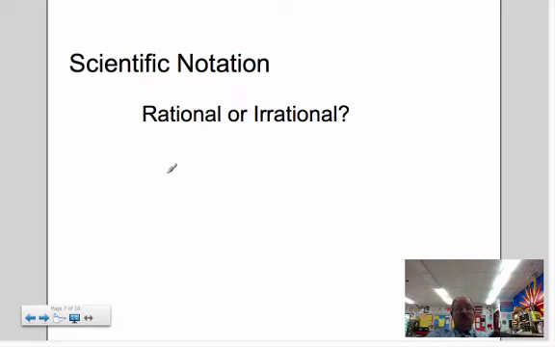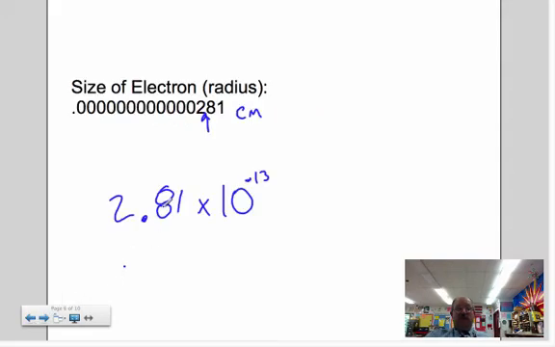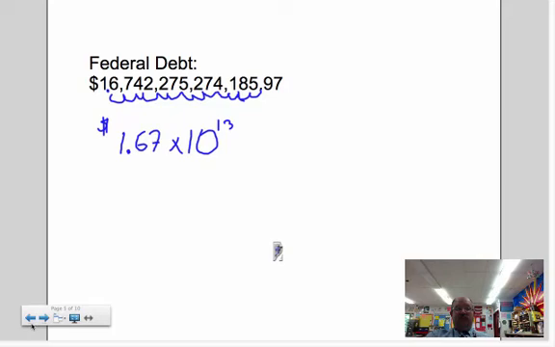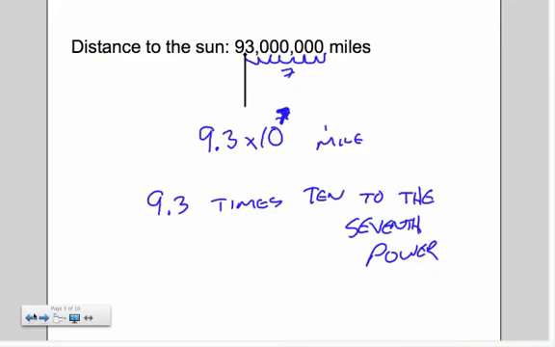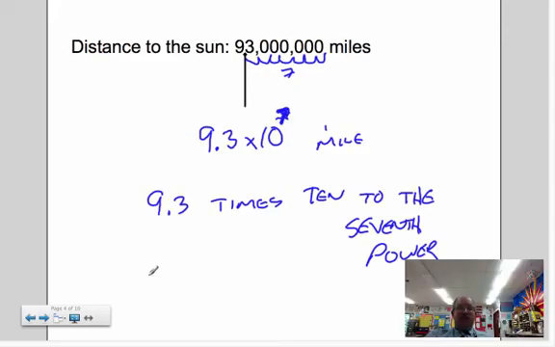Good question. Well, could I put this number precisely on a number line? If I had a fine enough grain number line, sure. Could I put that number precisely on a number line? 1.67. I mean, I certainly could put this on a number line, right? The original number. Can I put 93 million miles exactly on a number line?